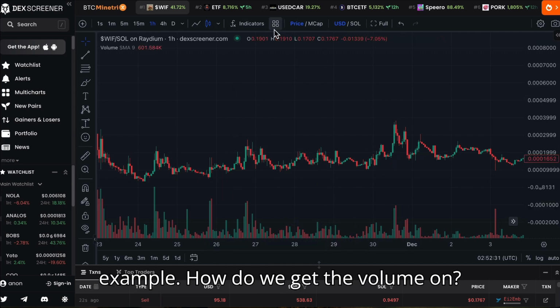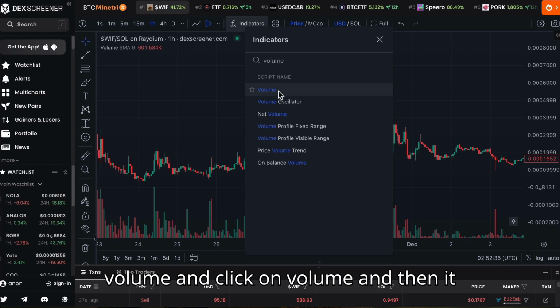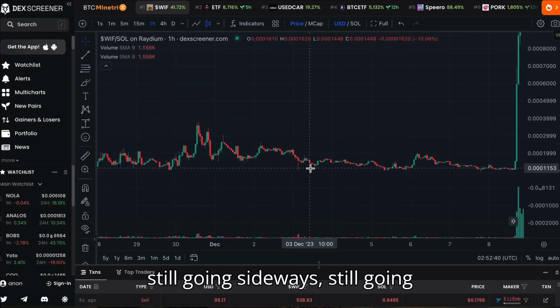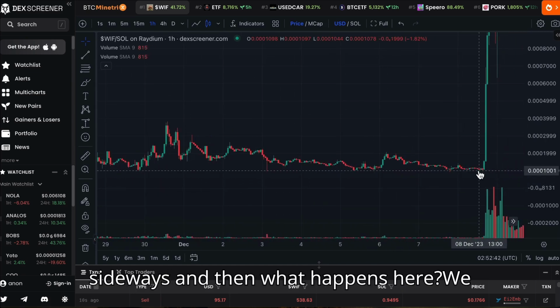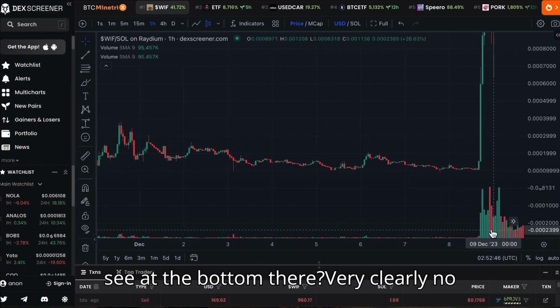How do we get the volume on? Click on indicators here and type in volume, and click on volume. And then it will show volume at the bottom. Now, we're still going sideways. And then what happens here? We have liftoff. Crazy. And what do you see at the bottom there?